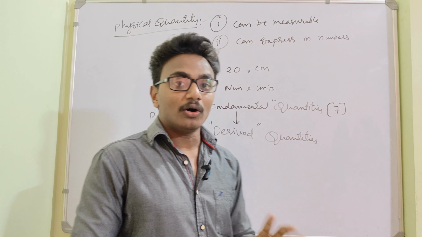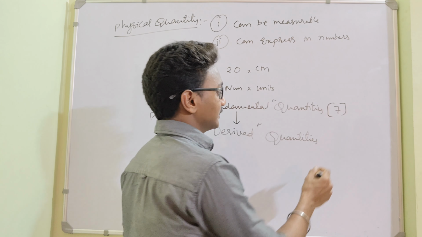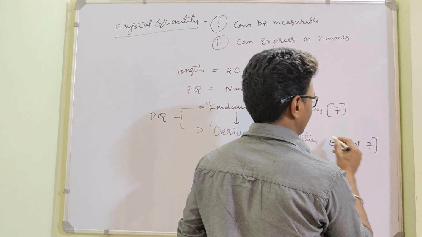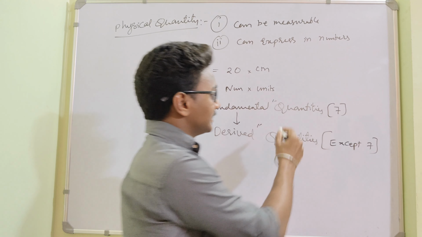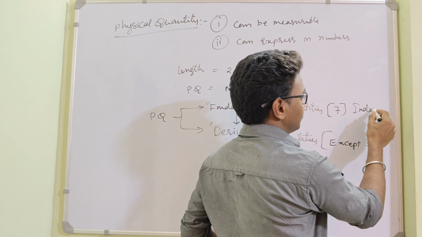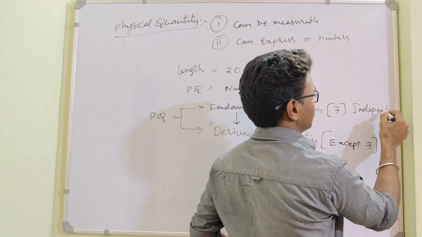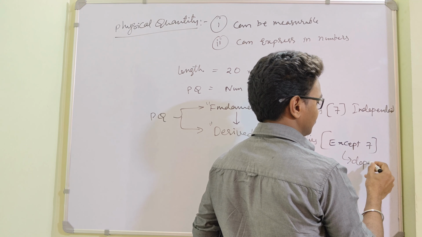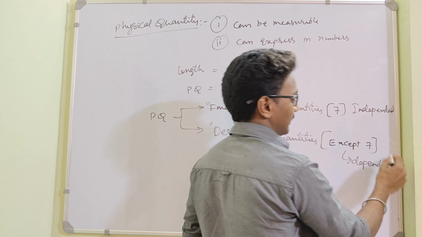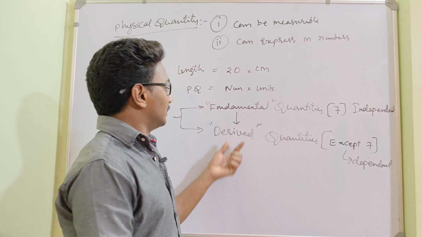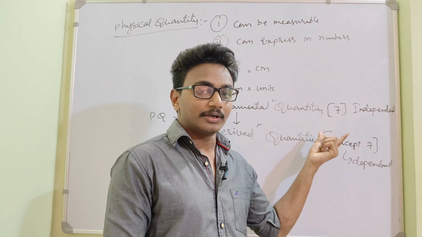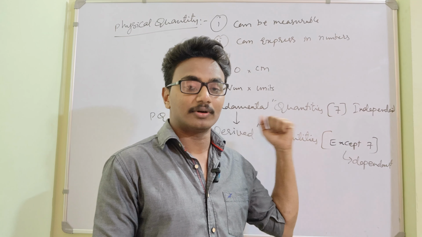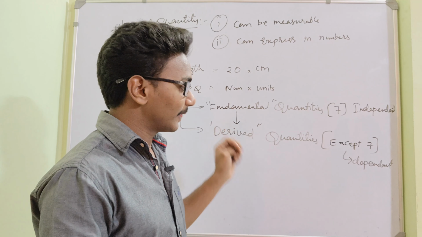Except these seven, all other quantities are derived quantities. These are independent quantities. These are dependent quantities. Let's see what the seven fundamental quantities are. In this video, we are going to discuss only those seven fundamental quantities and their SI units.